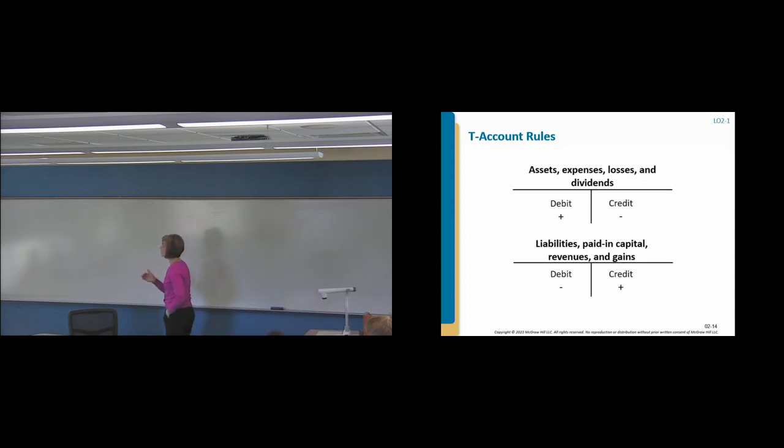Then you have liabilities, paid-in capital like your common stock, revenues, paid-in capital and retained earnings, revenues and gains. Those all have a normal balance of a credit. The plus side is the credit side. So you could condense your rules into just those two T accounts versus the flow chart that I give you.